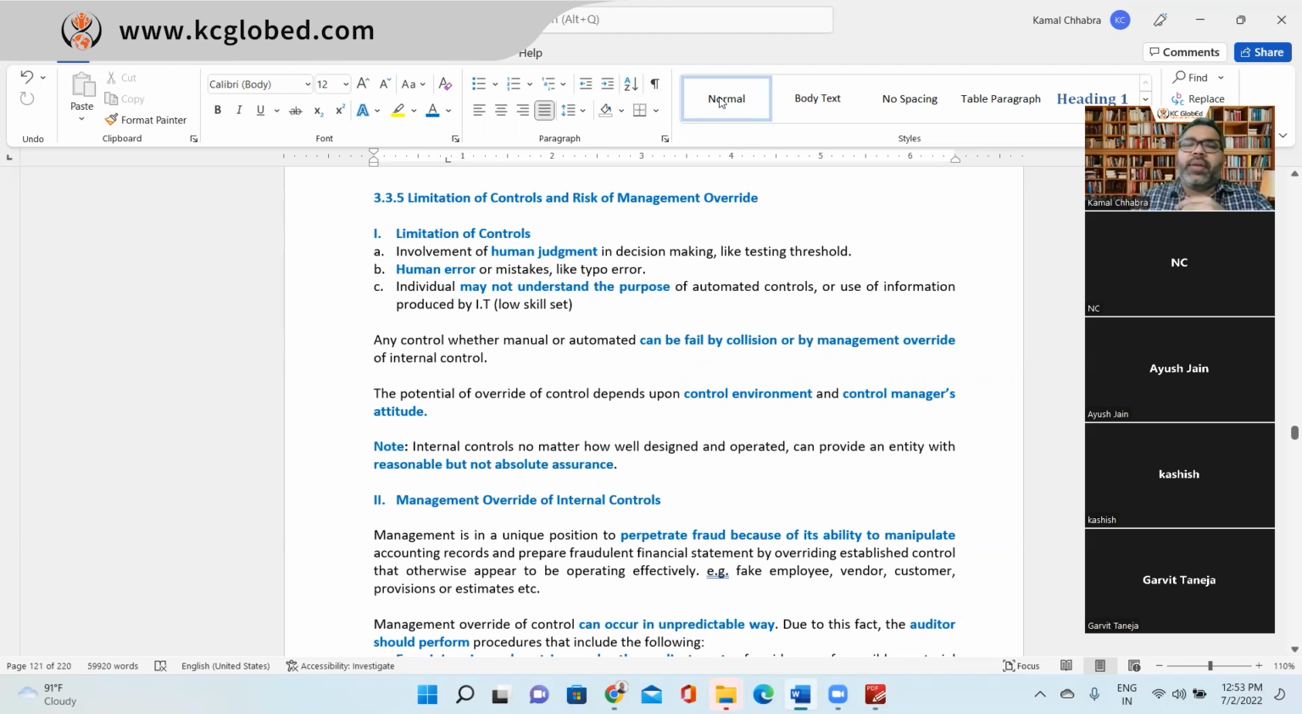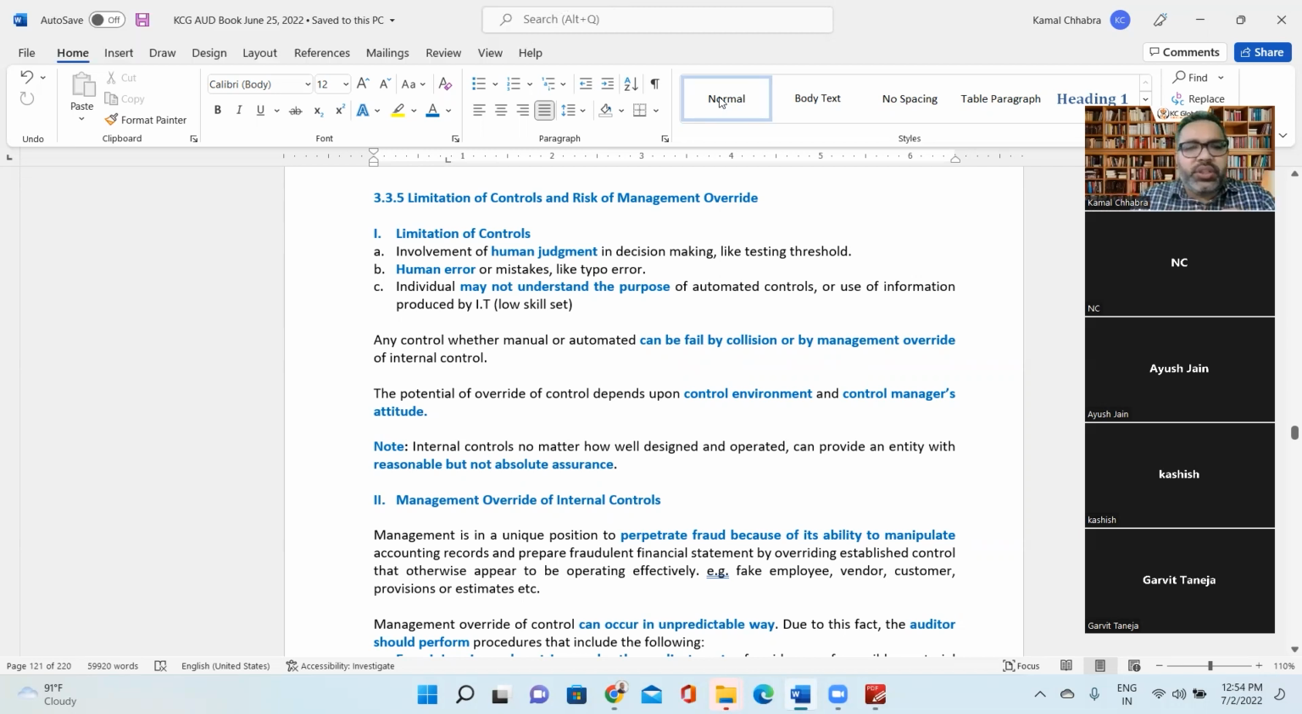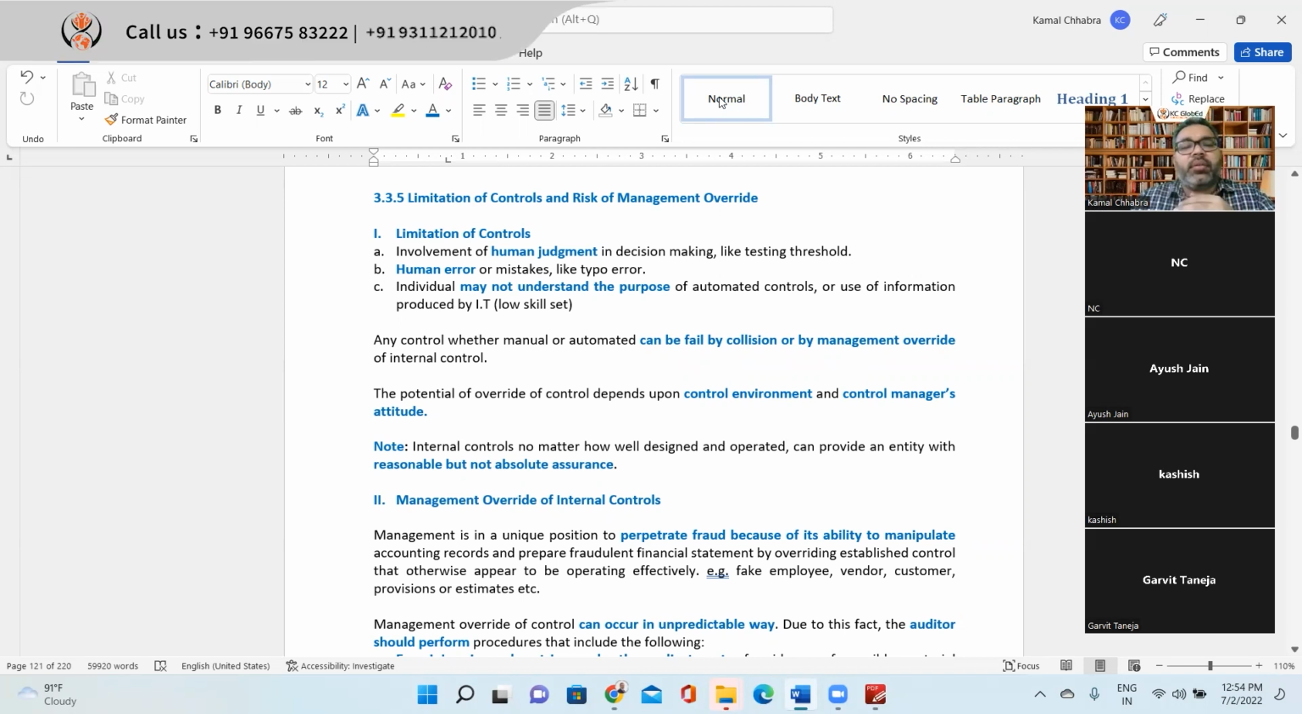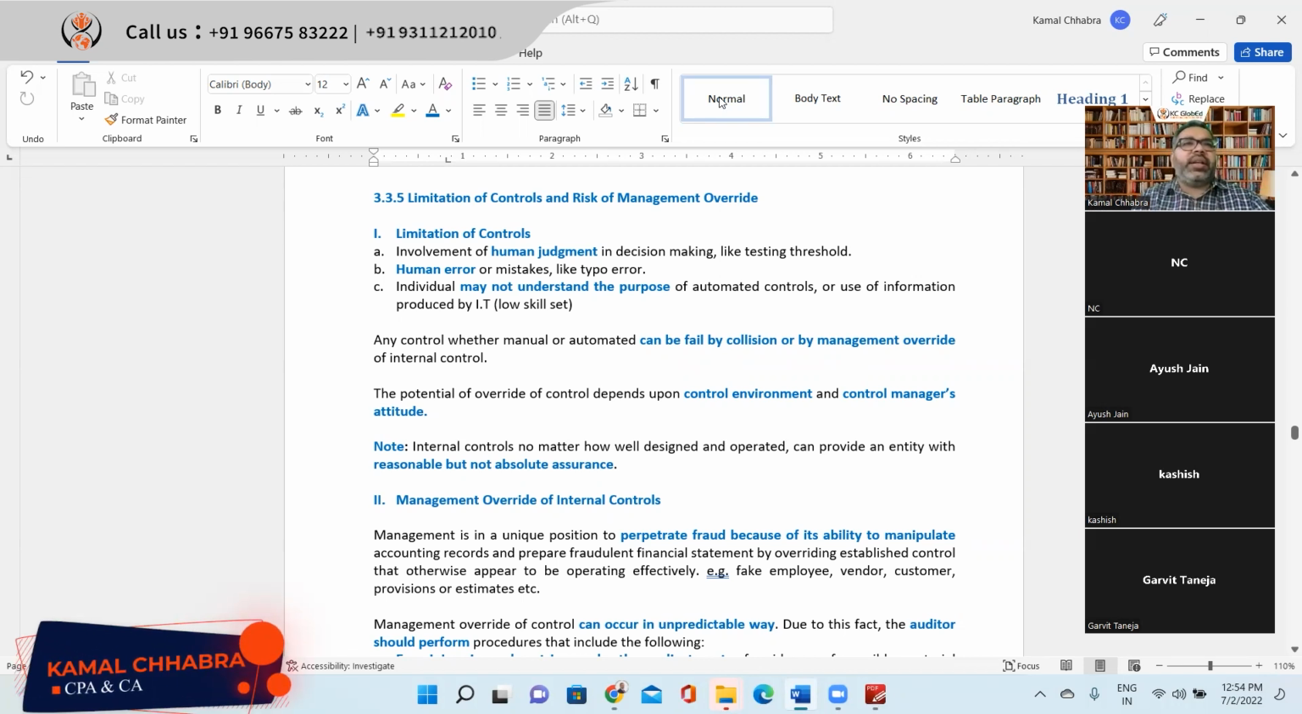Limitation of control, for example, is the involvement of human judgment in decision making. For example, what percentage of your debtors is doubtful debt, right? How much of your credit sales may be doubtful, or how much warranty claims can you expect? And what percentage of your old inventory can be considered obsolete inventory? So there's a lot of human judgment and estimates involved.